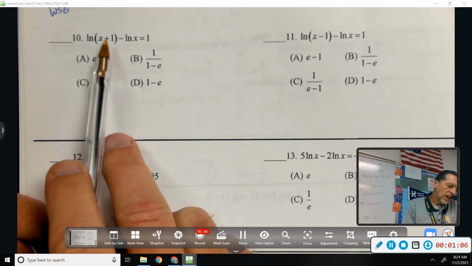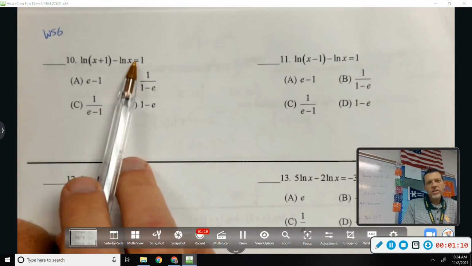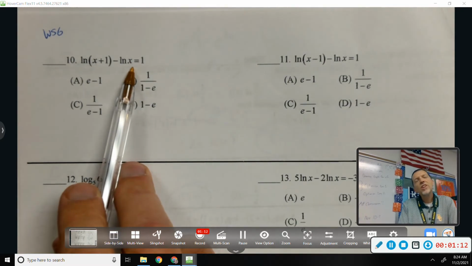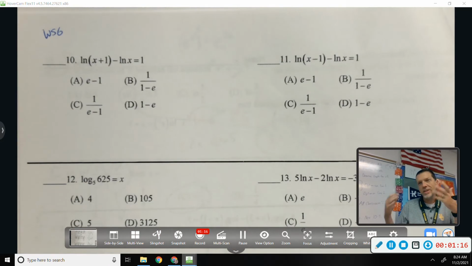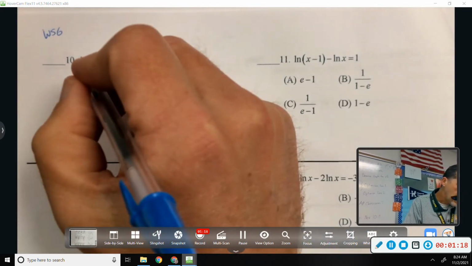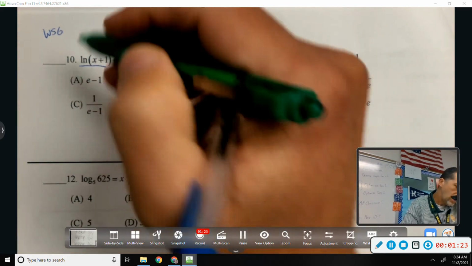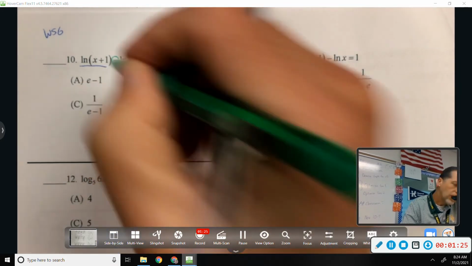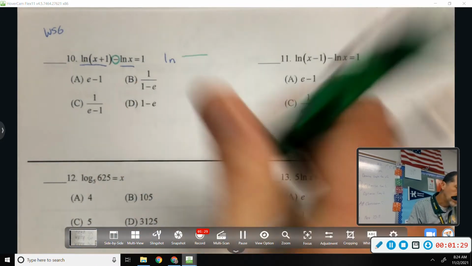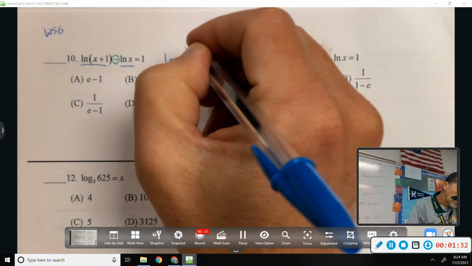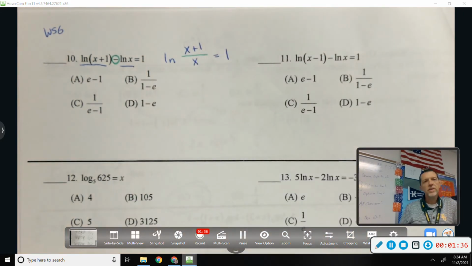Natural log x plus 1 minus natural log x. This is the second type of equation where it's not just log equals log. It's one that's a little more involved than that. I want to condense those two. And how do I condense when subtraction is involved? I'll divide the two arguments. So x plus 1 over x equals 1.